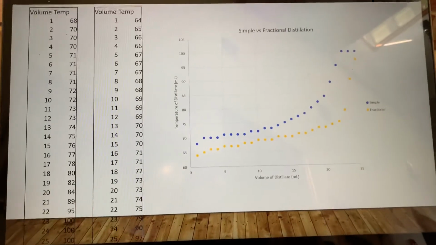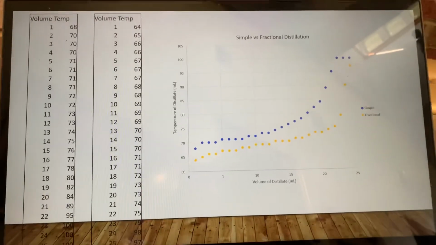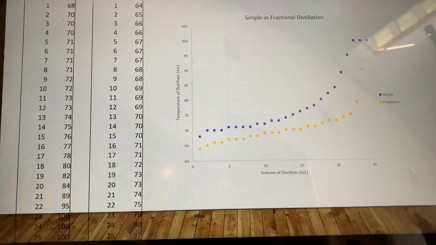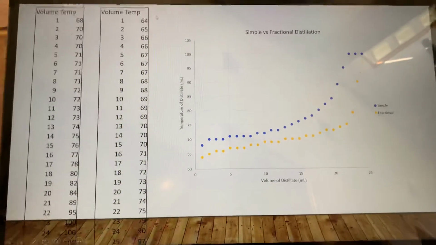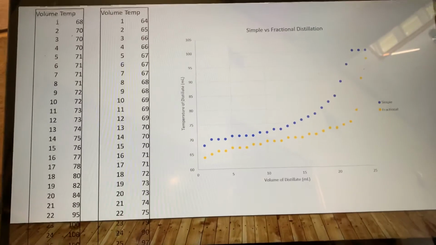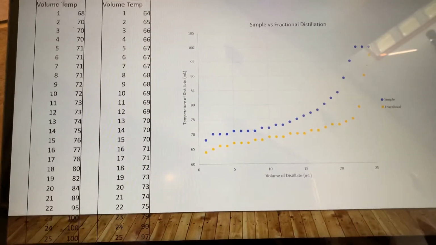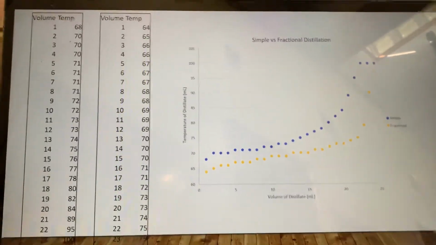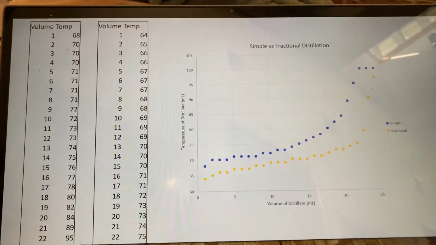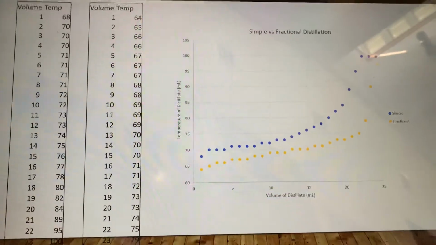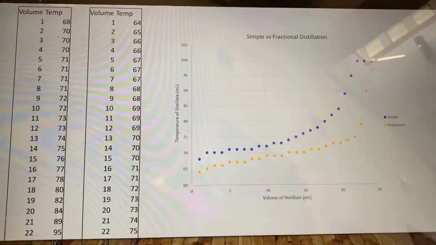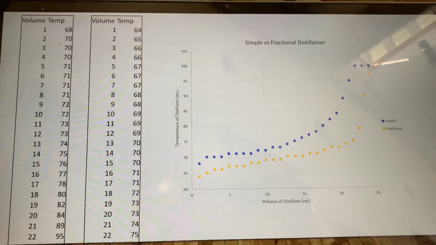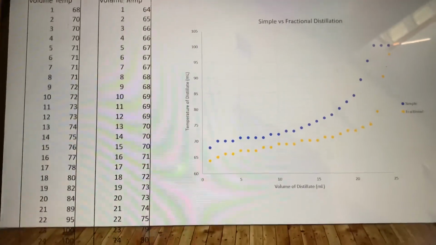Here, this graph shows the comparisons of the temperatures and the volume, with the simple as the blue and the fractional as the yellow. So as you can see, the yellow gradually increases and then at the end it shoots up straight. Whereas the blue, with the simple, increases gradually throughout and then steadies off in the end.